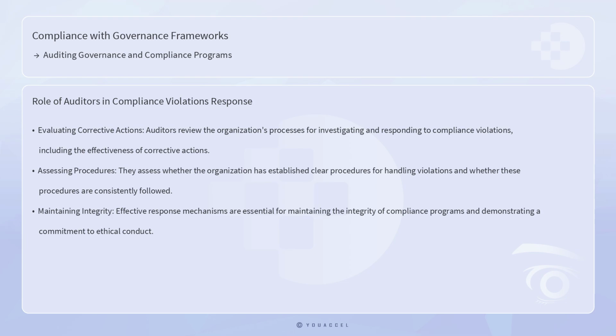They assess whether the organization has established clear procedures for handling violations and whether these procedures are consistently followed. Effective response mechanisms are essential for maintaining the integrity of compliance programs and demonstrating a commitment to ethical conduct.